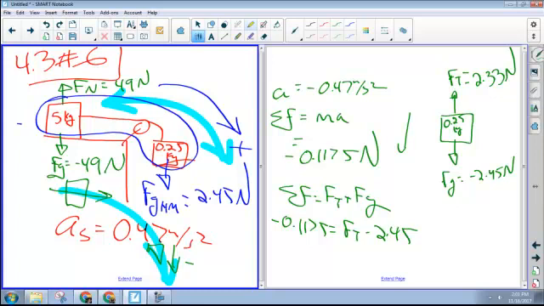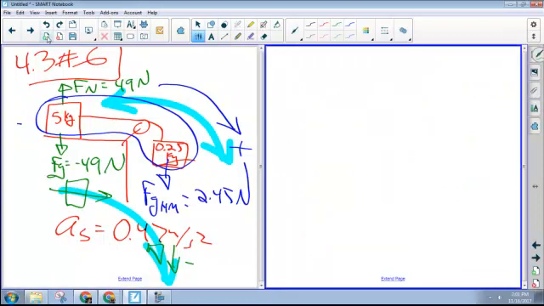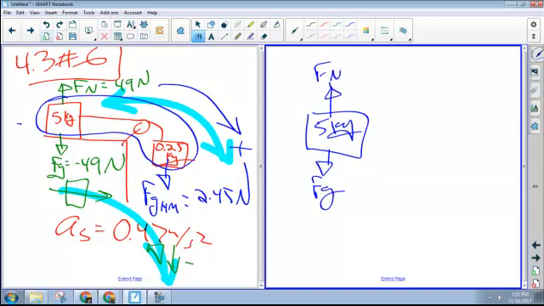Okay, so let's look at the 5 kilogram thing. Here's our 5 kilogram thing. What forces are on it? Well, gravity, normal force, I don't care, and what else? Tension. Is that it? Oh, and we know the acceleration is 0.47 meters per second squared, right?